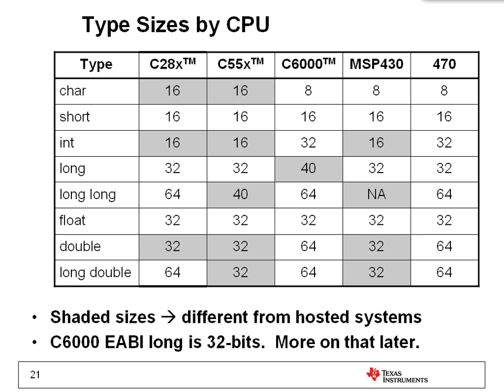You'll see 470, for instance, has no gray. Those are the sizes that people are used to. When you did your computer programming in school, those are the sizes that corresponded to your Intel laptop or whatever hosted system you were working on. So anytime it's gray, it could be a problem. On C6000 EABI, the size of long is 32 bits, and I do have a slide about that later.